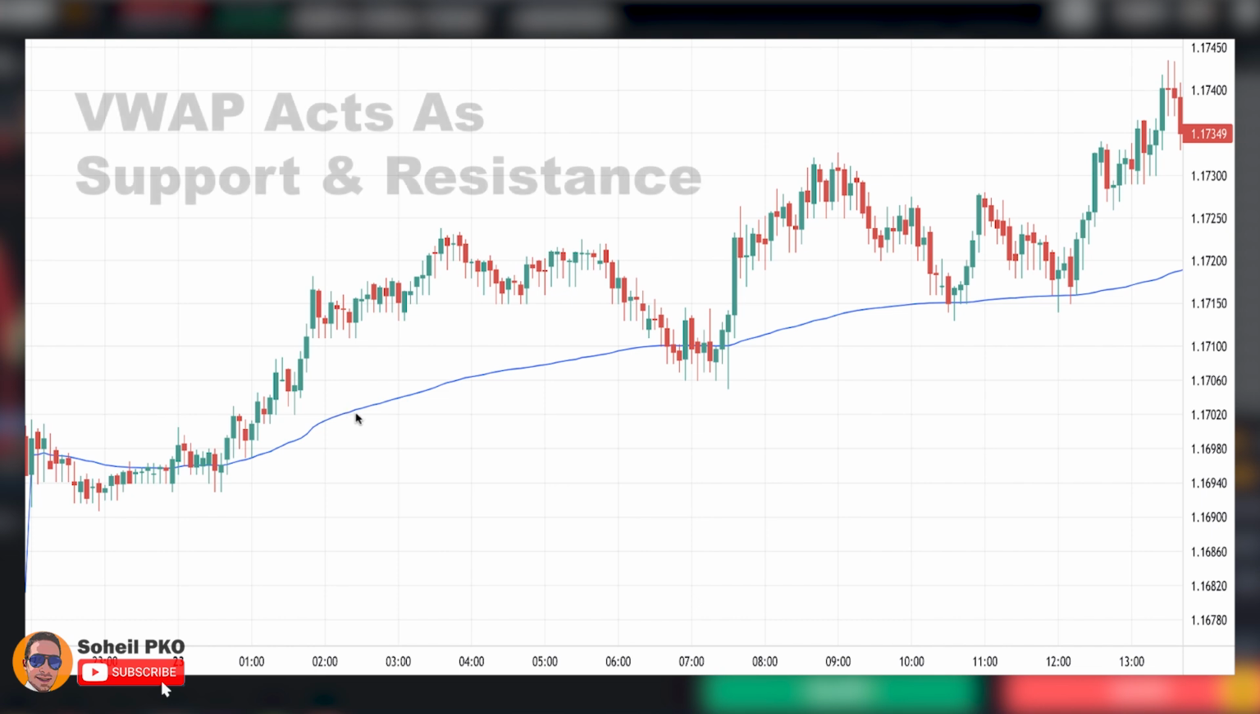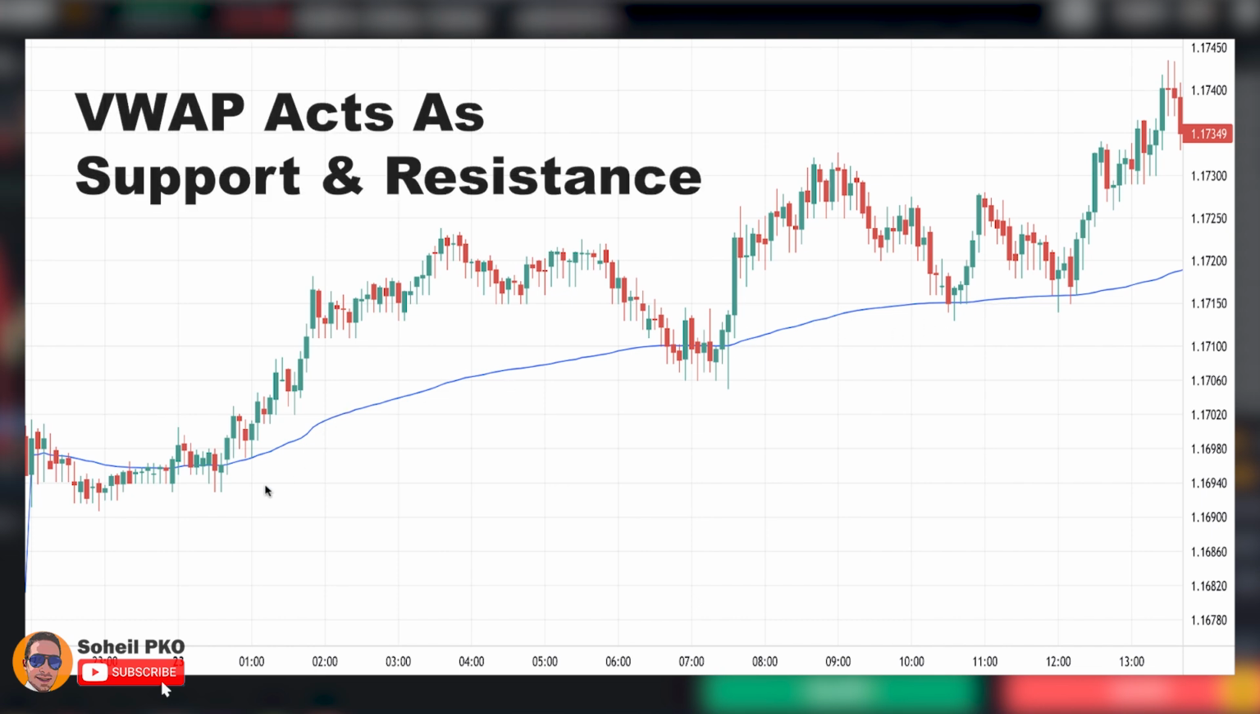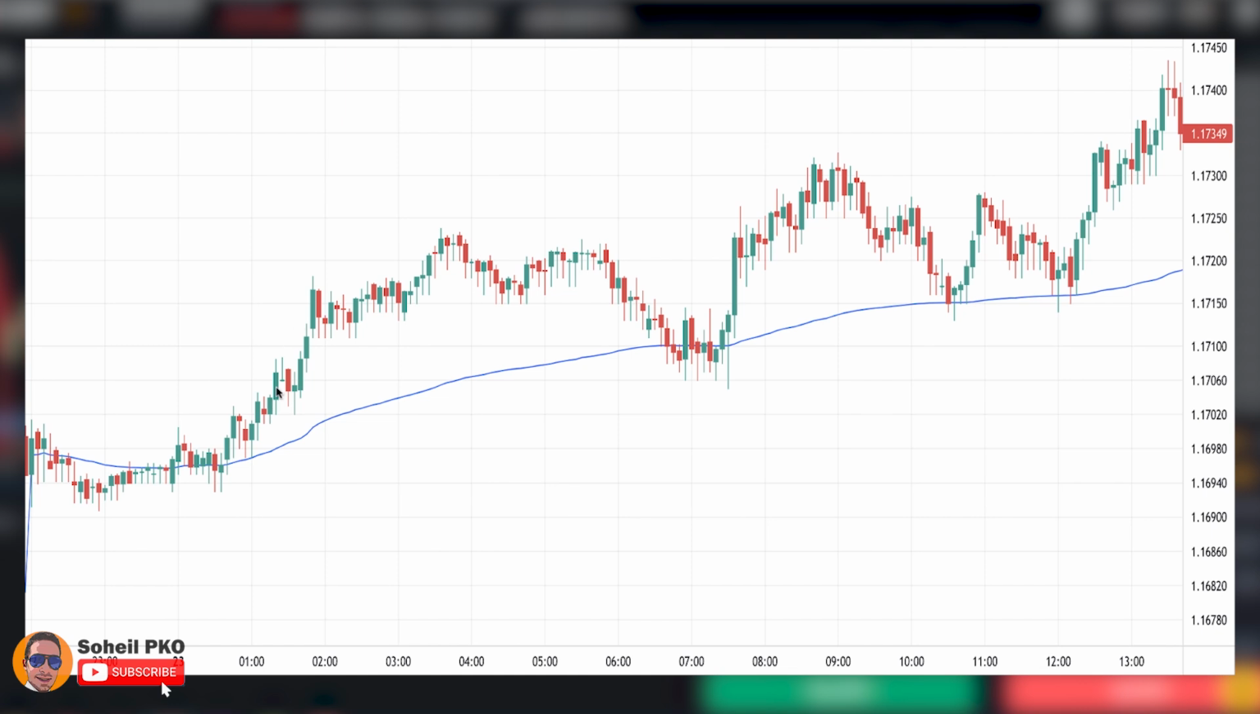The VWAP line also acts as support and resistance levels. For example, when the price is already above the VWAP line and starts falling, when it reaches the VWAP line it acts as a support level. You can see on this chart, when the price reaches the VWAP line, it stops and then bounces, because the VWAP line shows the total average price for the day weighted by volume, which buyers see as a fair value to buy, so they start to buy, and it causes an increase in demand, which results in bouncing of the price, and we see that the price advances after touching the VWAP line.